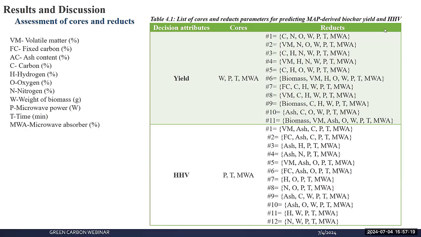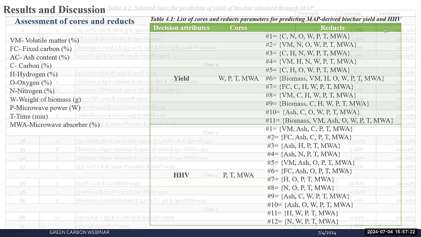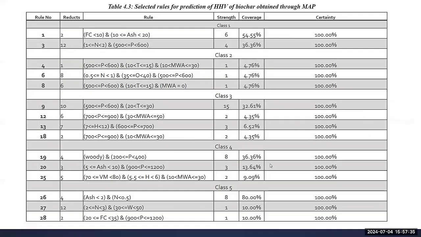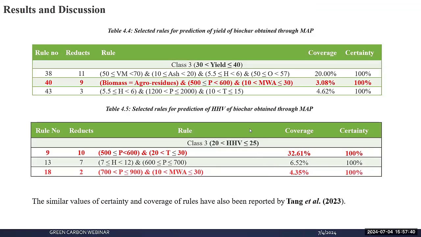And this is the table, or the outcome, that I have been talking about so far, where we have gotten different sets of rules for the different classes of biochar of a desired yield, and following these parameters we will get the desired yield of biochar. And these are the sets of rules for predicting the HHV. To explain clearly, I have selected the class 3 rules. For class 3, if you want to get a yield and HHV of this range, we have to follow these rules, and by following these rules we will get the desired outcome.